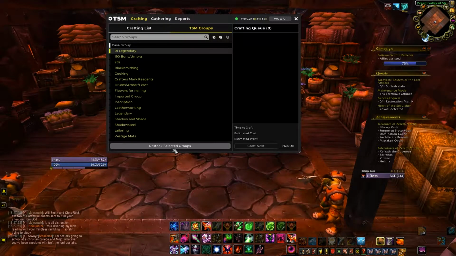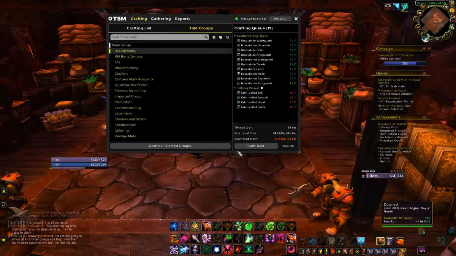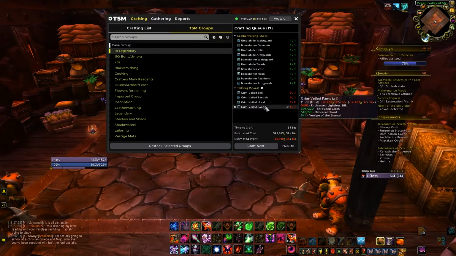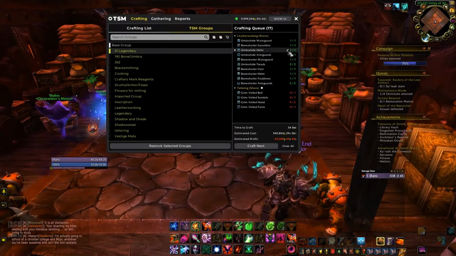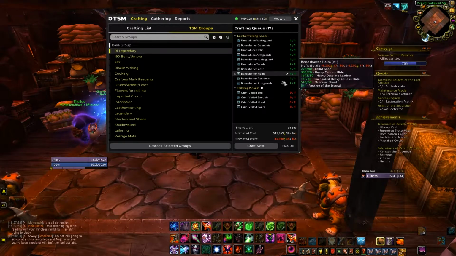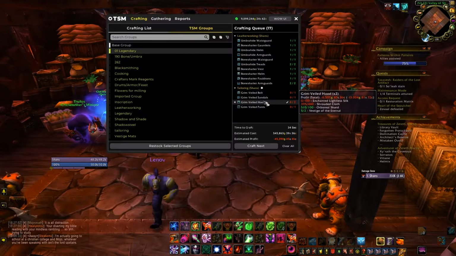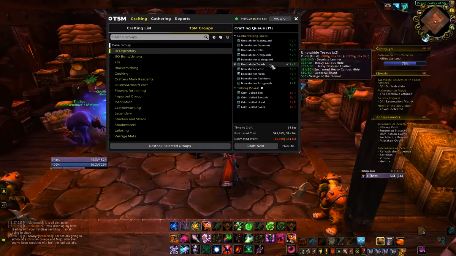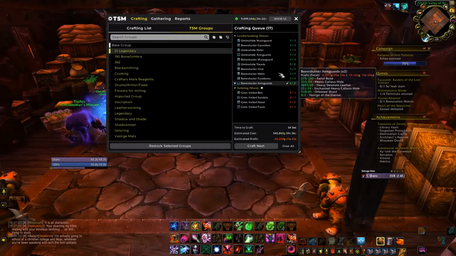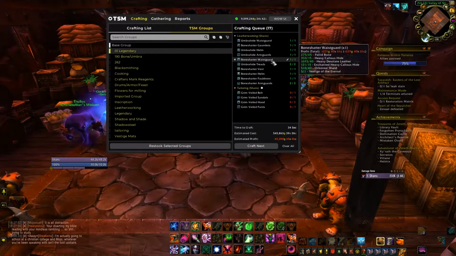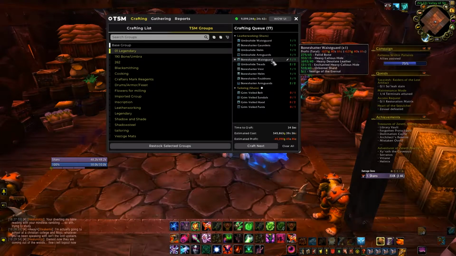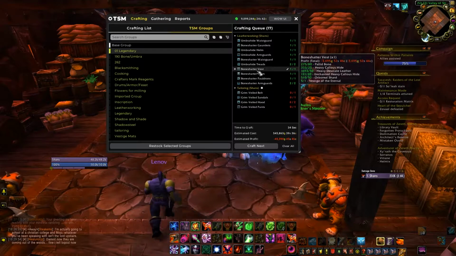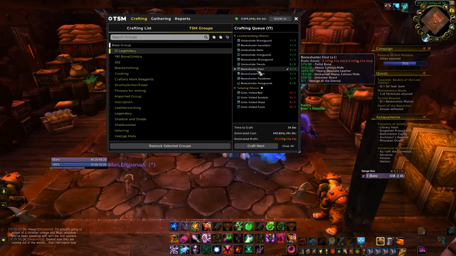I hit restock selected group. And you can see it queues up all of the legendary items in that group. That's awesome. I actually have the material to make a bunch of them. I don't have, this is the tailoring, I don't have all the materials here. Looking at it, I have 5 vestiges of the Eternal. I would only be able to make a max of 5 of these, and it can vary. This is just saying if I click on one of these, it'll make it, and I can make it.